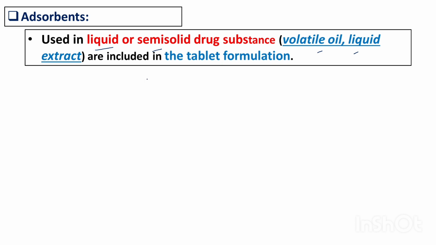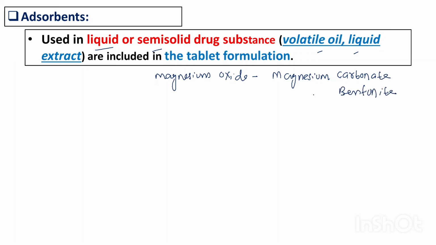So what are the examples of adsorbents? Magnesium oxide and magnesium carbonate and bentonite, also kaolin. These are the examples of adsorbents, right?